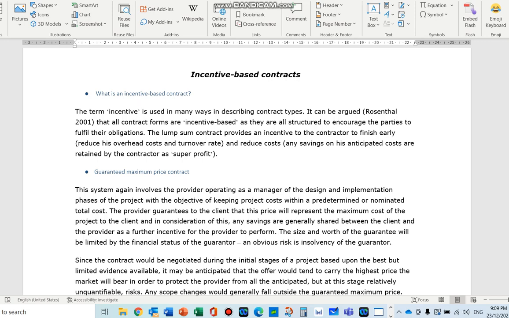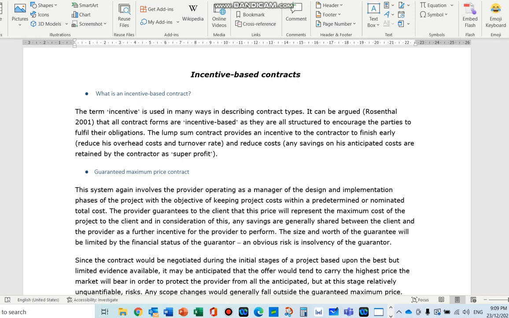So incentive-based contract, the most common one is what you see as guaranteed maximum price, what we call GMP. It's like you are having a lump sum, but you are actually giving an incentive to the contractor if you finish early or if you reduce certain costs from your anticipated budget. So I will share my profit with you.